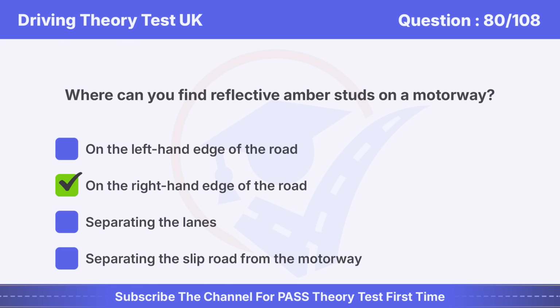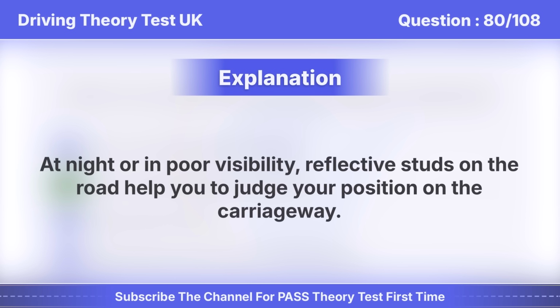Answer is B. On the right-hand edge of the road. At night or in poor visibility, reflective studs on the road help you to judge your position on the carriageway.